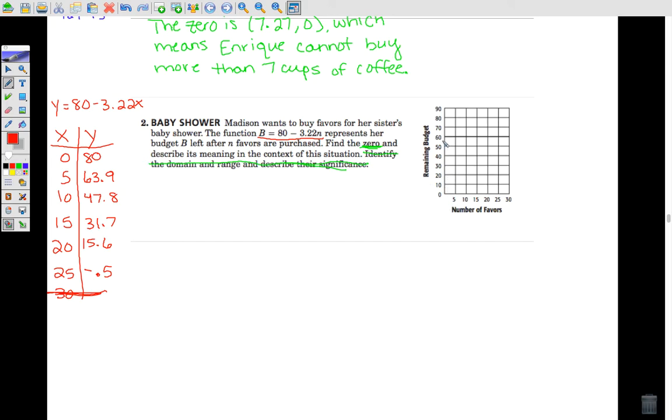So I have 0, 80. Now remember, that's what we're starting with. That is how much money she's starting with, $80. If she bought 5 favors, she would have 63.9 left over, so that's almost 64. If she bought 10 favors, she would have 47.8, so almost 50. 15 is 31.7, so right above 30. 20 is 15.6, so right in the middle. And then 25, she's below 0. Okay, so we're going to go ahead and connect our dots.